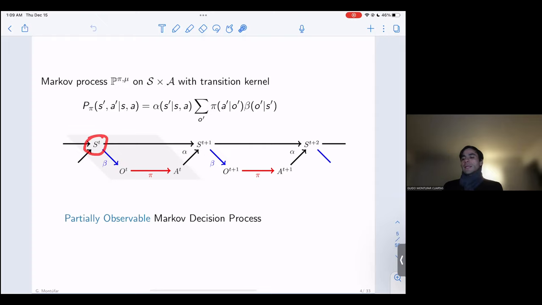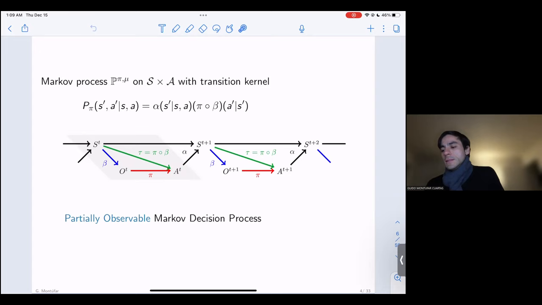So maybe in contrast to what we had before, maybe before we had this channel going from the state to the action, and now we have this intermediate step. So we can still think about the composition of the observation and the policy as mapping from states to actions, but this effective policy is restricted in the sense that it is required to factorize with one of the factors being this observation mechanism. And in this work, we're thinking about a fixed observation mechanism.